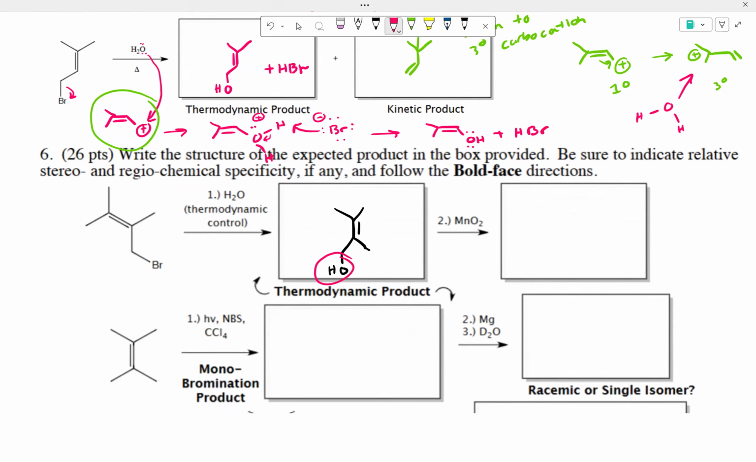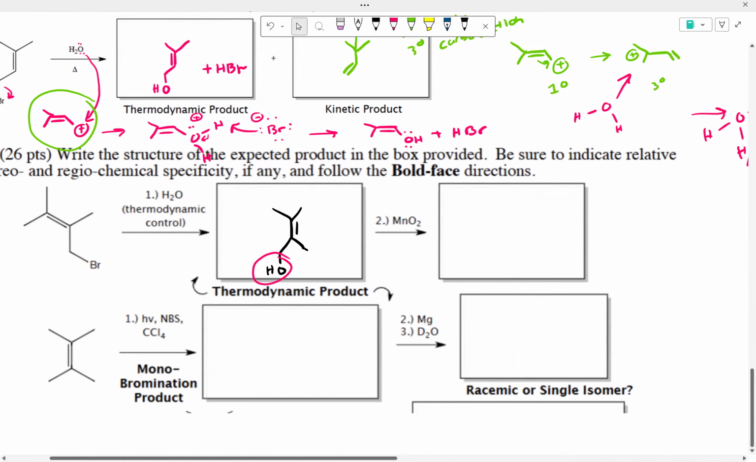It's an alcohol bonded to an allylic carbon, and we know that an allylic carbon is a carbon adjacent to a pi bond. So what we end up forming after we oxidize with magnesium oxide is a C double bonded O and an H. That can be drawn better.